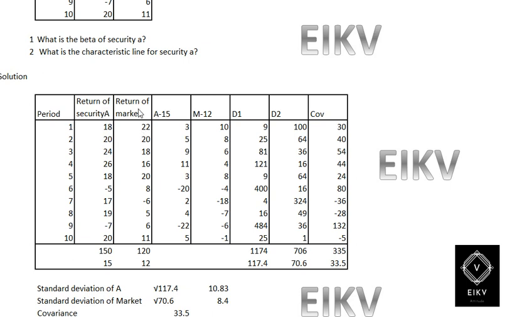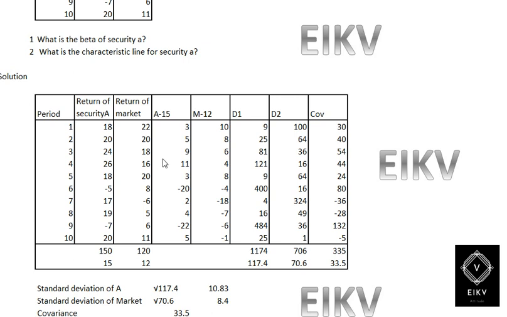For the computation of the standard deviation of both the security as well as the market, I have prepared a table containing the period and respective return. When we take the total and divide it by 10, which is the total number of periods, we get the average return. The sum total of the return would be 150 divided by 10, which gives you 15, and for the market it would be 120, and 120 divided by 10 gives you 12 as return.